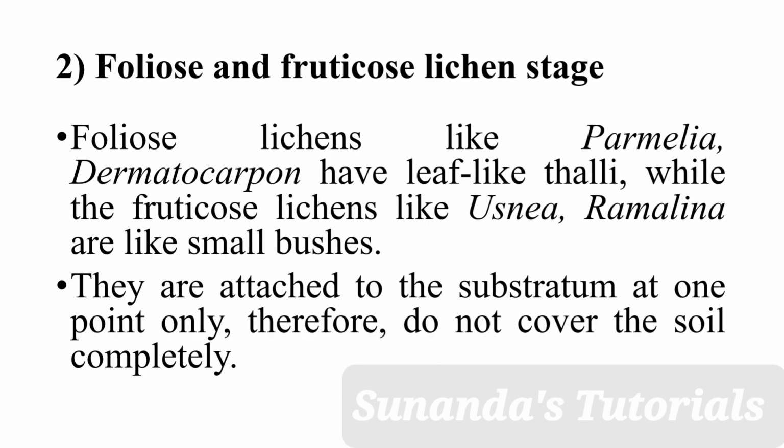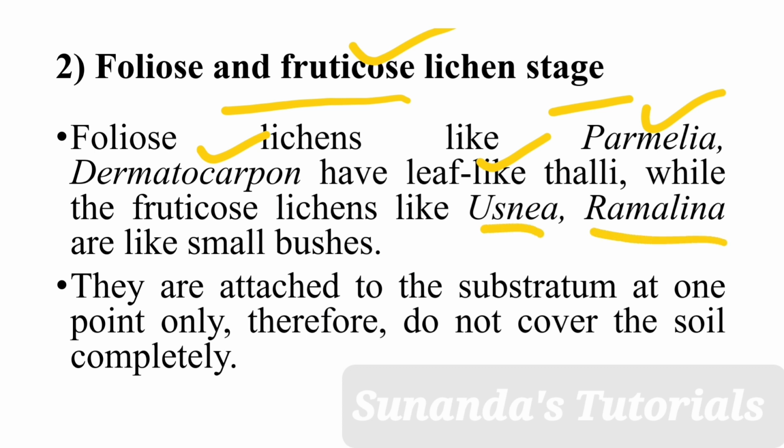Then after the crustose lichen stage, the foliose and fruticose lichen stage appears. Foliose lichens have a thallus that looks like a leaf, like Parmelia and Dermatocarpon, while fruticose lichens like Usnea and Ramalina are small bushes. They are attached to the substratum at one point only, therefore do not cover the soil completely. So after the crustose lichen stage, foliose and fruticose lichens appear on that land.